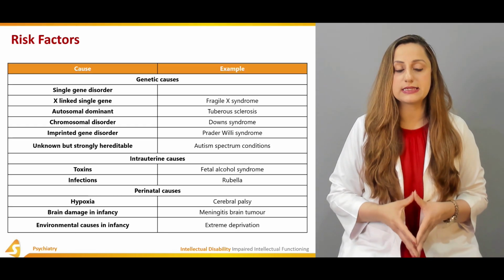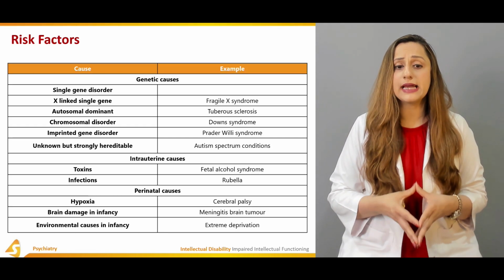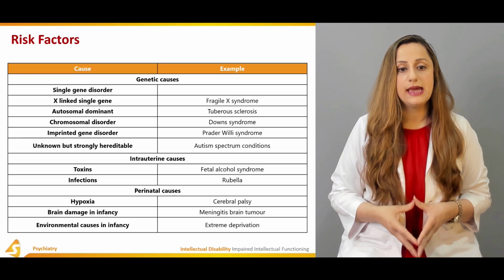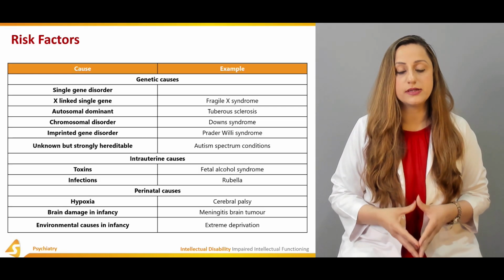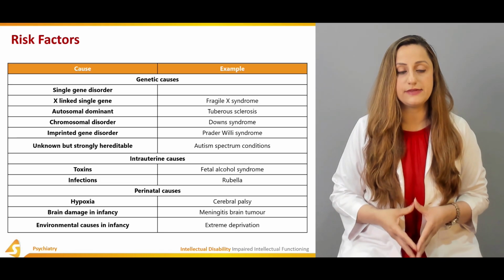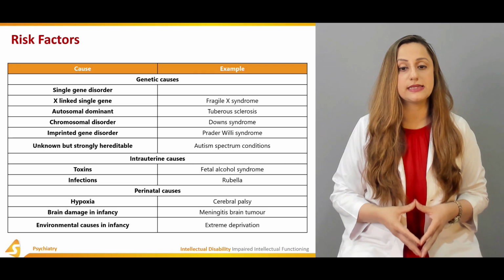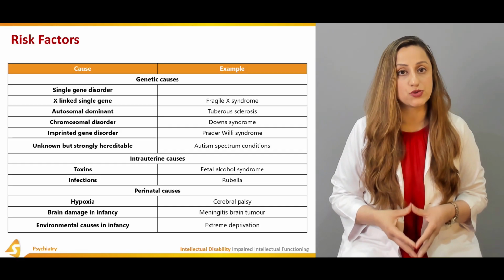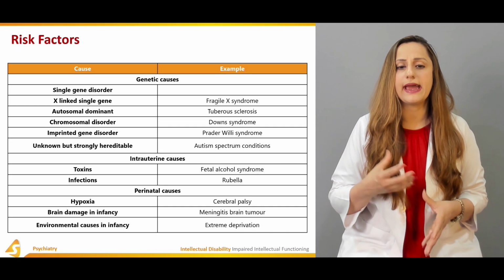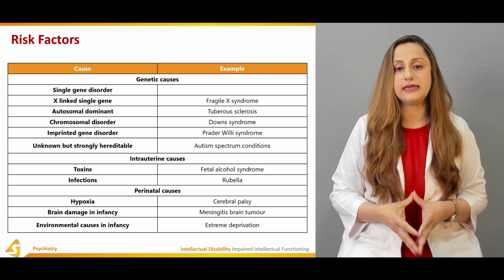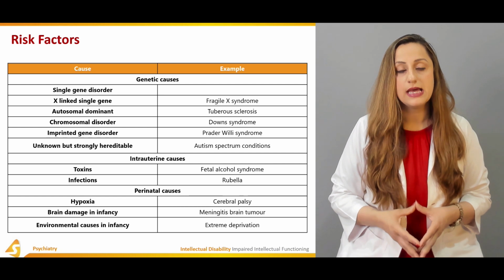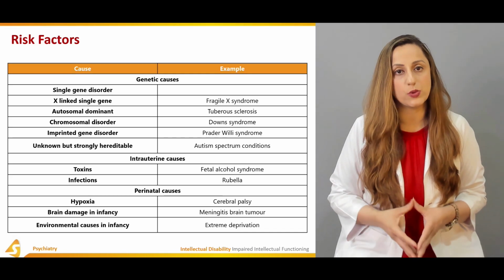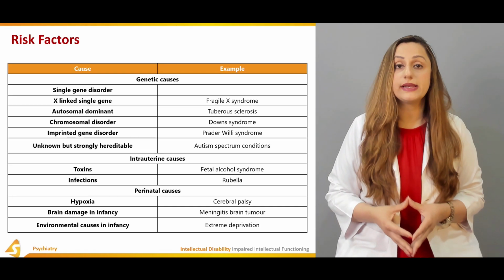Talking about the genetic causes, it can be a single gene disorder. It can be an X-linked single gene disorder, for example, the Fragile X syndrome. Then we have the autosomal dominant disorder, an example being tuberous sclerosis. We have the chromosomal disorder, which can result in Down syndrome. We have the imprinted gene disorder, which can result in Prader-Willi syndrome. And then we have the unknown but strongly heritable characteristic, which results in the autism spectrum conditions. When we talk about the autism spectrum conditions, the etiology is unknown in these cases, but it is strongly heritable.